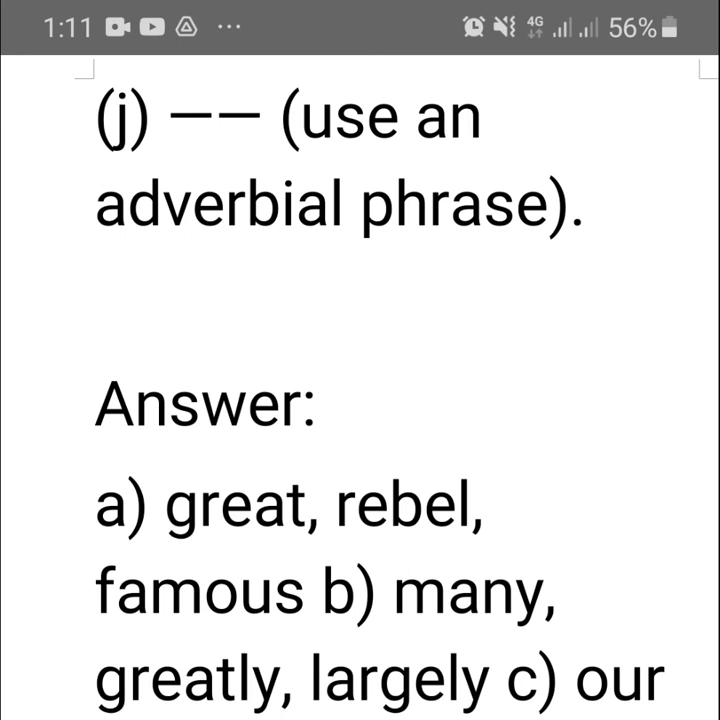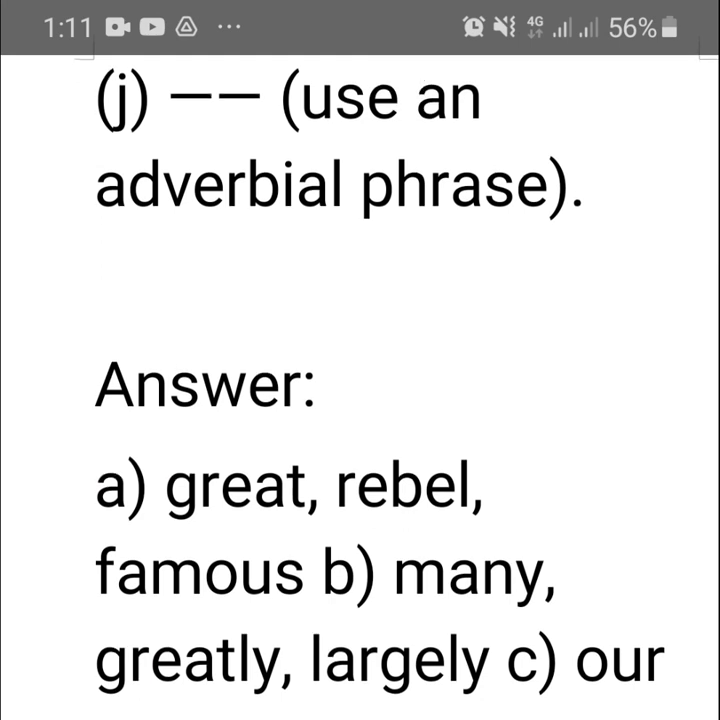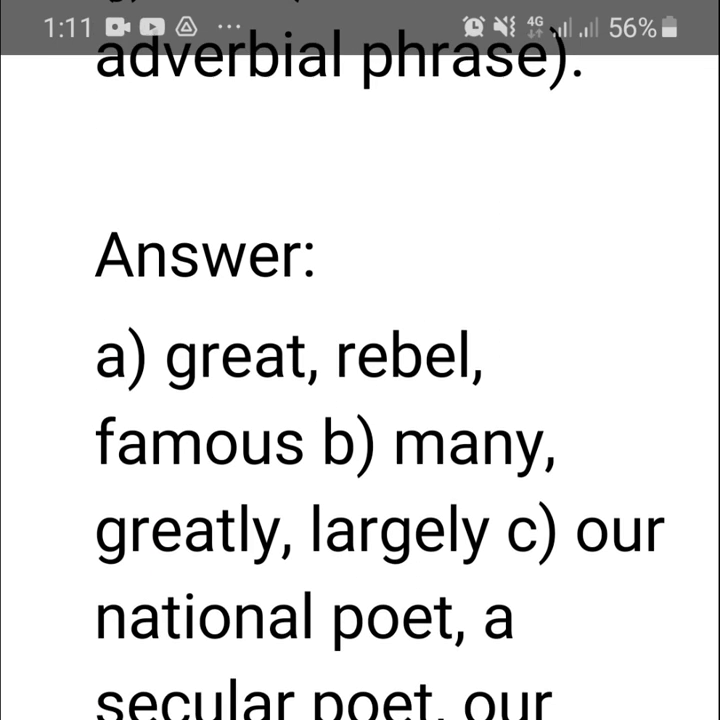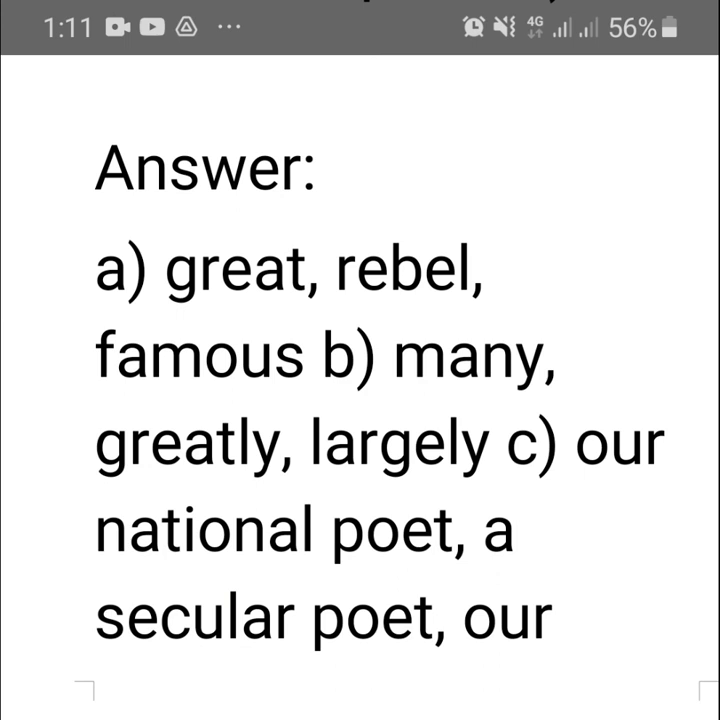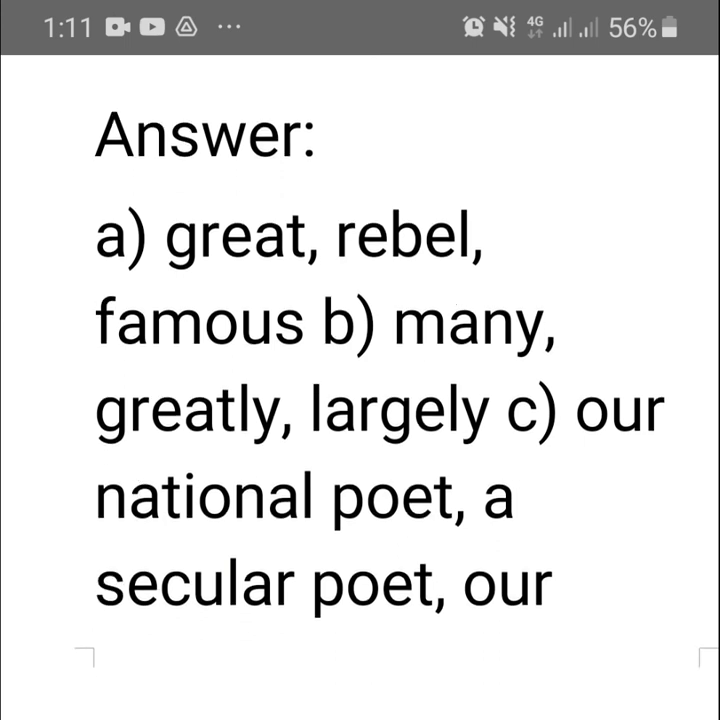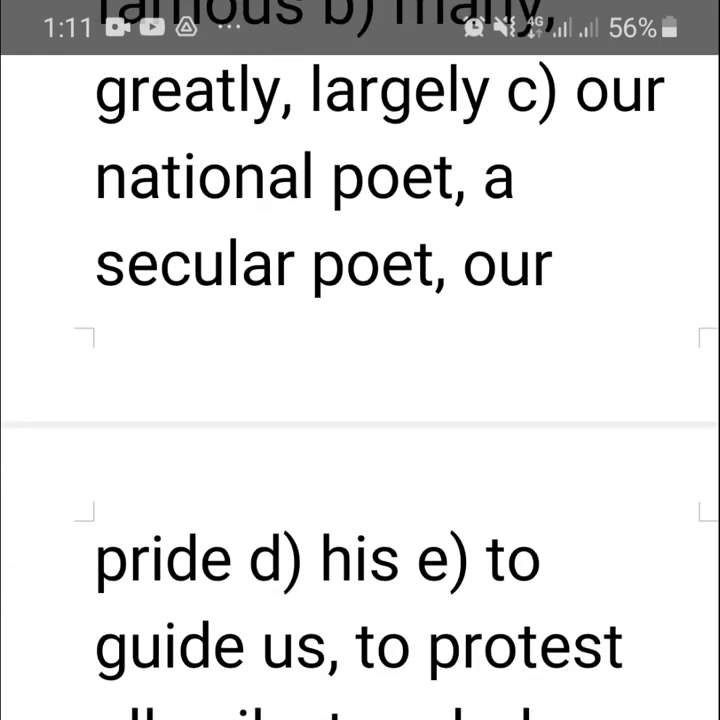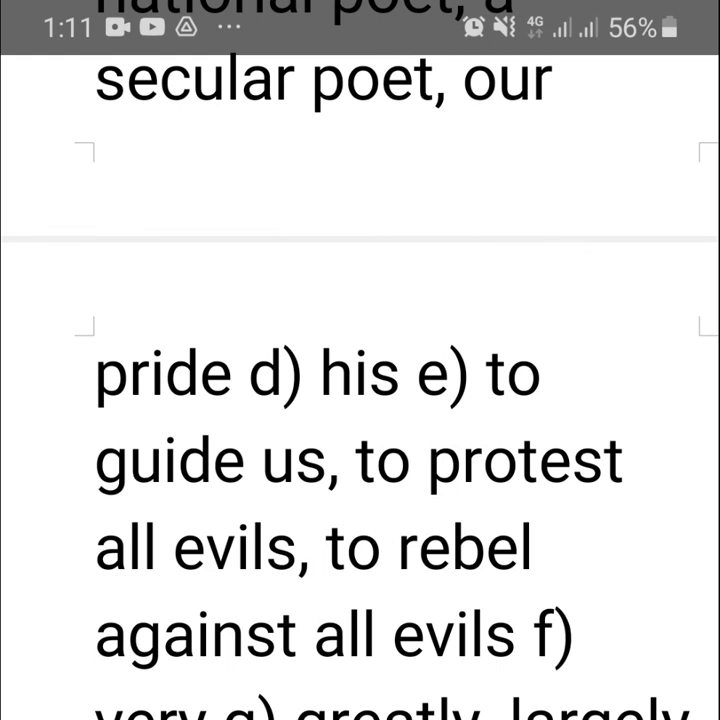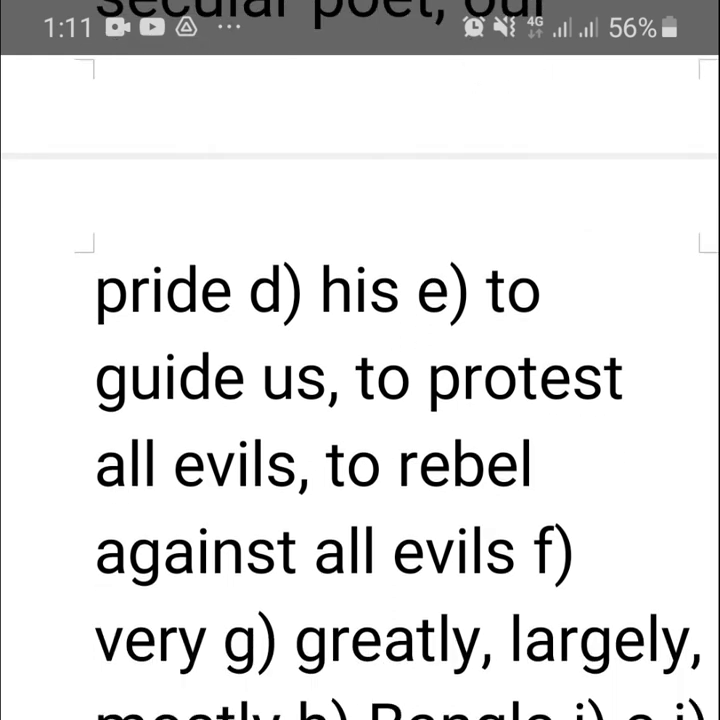Really, it's very important. The answers: at first, great or rebel, you can write anyone. Great, rebel, famous, these are adjectives. Number B, greatly, largely. Number C, our. Here our national poet or a secular poet or pride, these are actually appositives. Number D, his, actually possessive. Number E, to guide us, to protest all evils, to rebel against all evils.